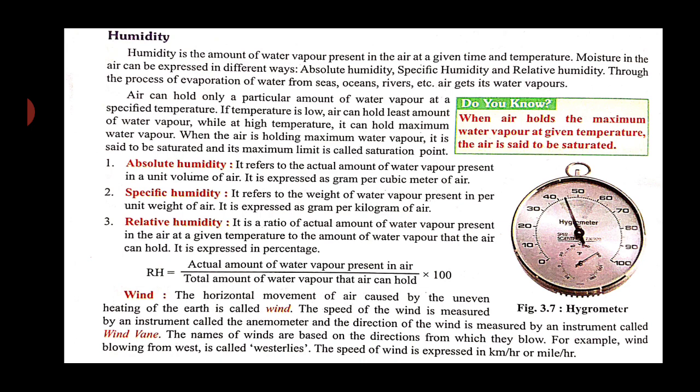Now how can we measure the relative humidity? Relative humidity is measured with the help of a formula, that is RH. RH stands for relative humidity. Actual amount of water vapor present in the air upon total amount of water vapor that the air can hold. Means the air has a capacity to hold the water vapor. That capacity is taken into consideration to measure the relative humidity.